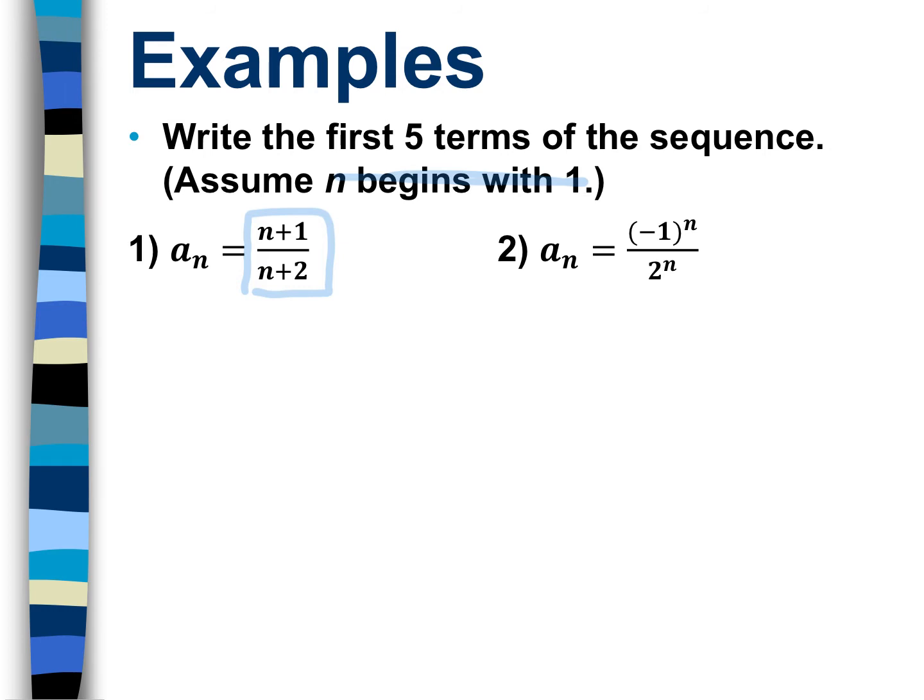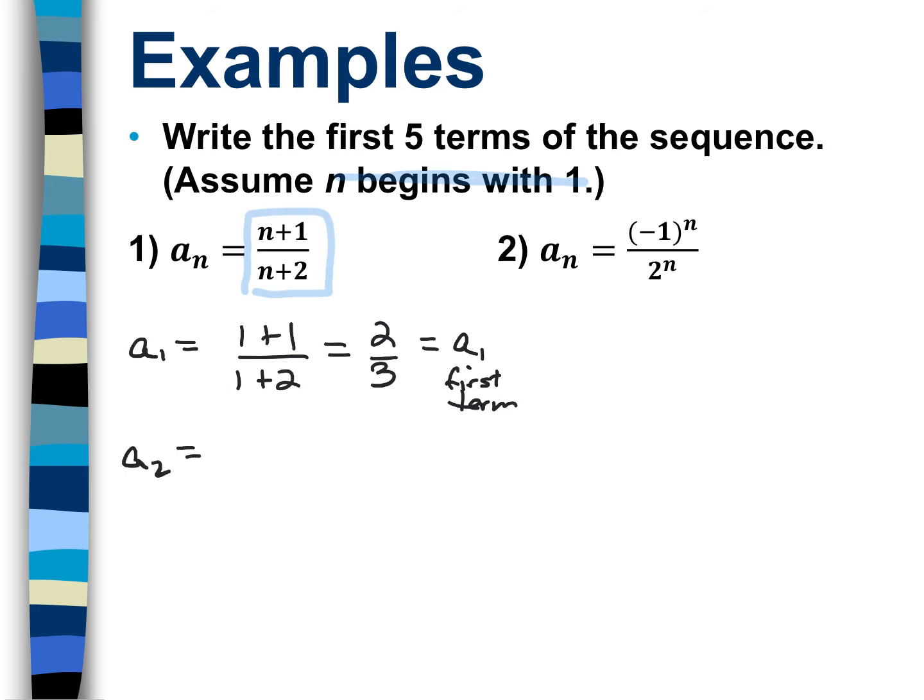So I would do a sub 1, and every place that I see an n, I'm putting in a 1. I'm going to follow order of operations, and my first term of my sequence is 2/3. So a sub 1, or the first term of my sequence, is 2/3. Then to find the second term, and again, it's got the little subscript of a 2, 2 plus 1, 2 plus 2, 3 over 4. And this gives you the second term.